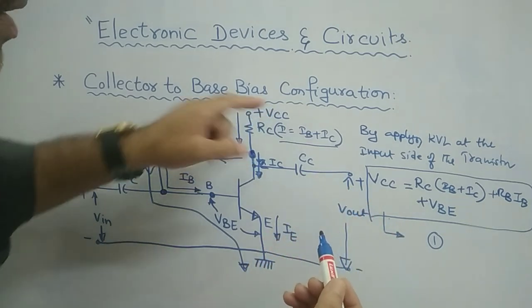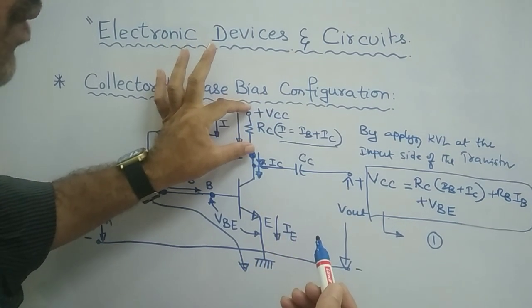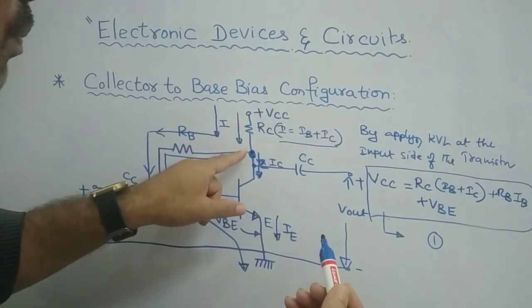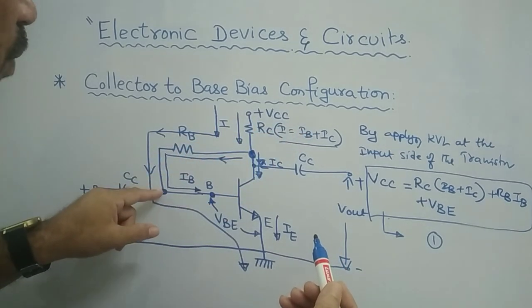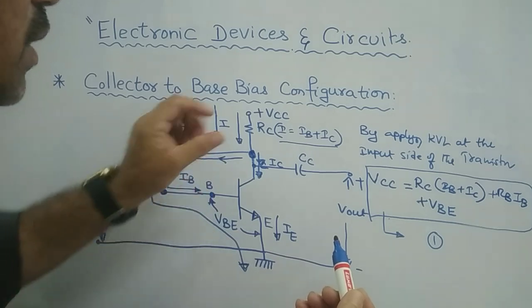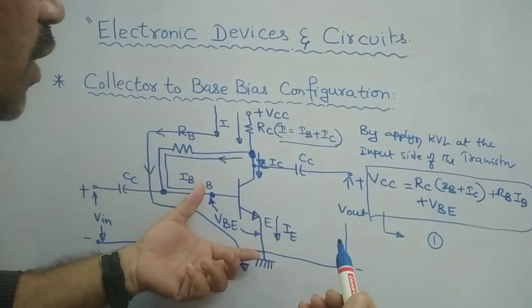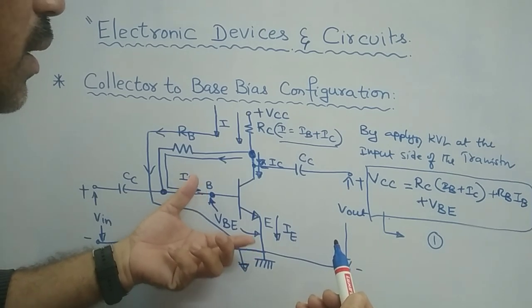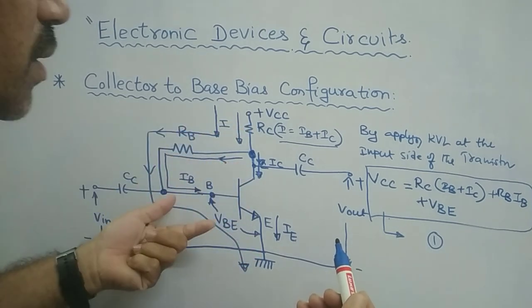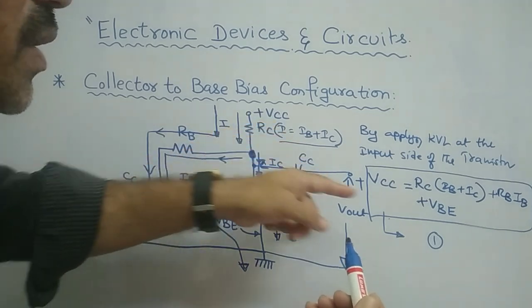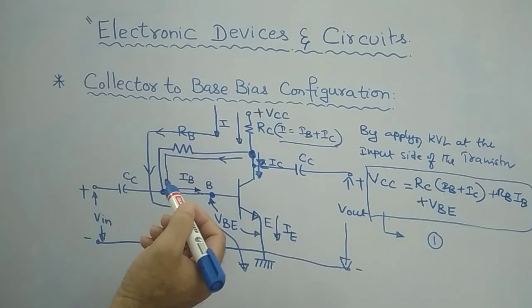Therefore, VCC is equal to I into RC, where I is equal to IB plus IC, plus RB into IB, plus VBE. The potential across RC, the potential across RB, and the base emitter voltage: the sum of these three potentials is equal to your VCC. That is what it means, right?